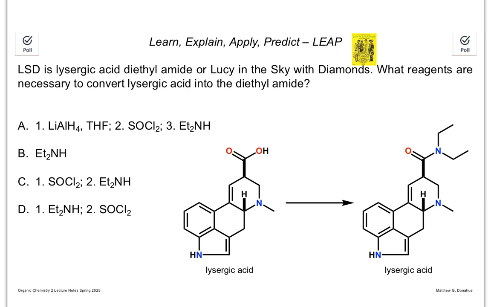So say you're out foraging and you get some lysergic acid and you want to make LSD. So lysergic acid has a carboxylic acid, and then LSD is the diethyl amide. So what sequence of reactions would you do to carry out that transformation?